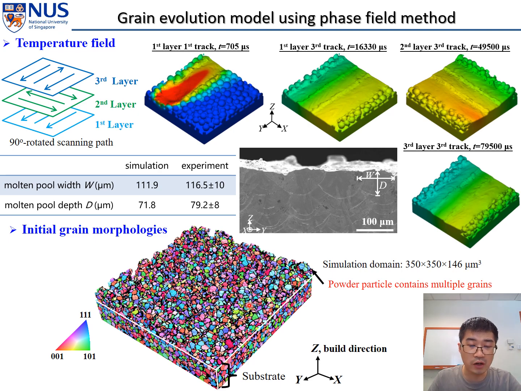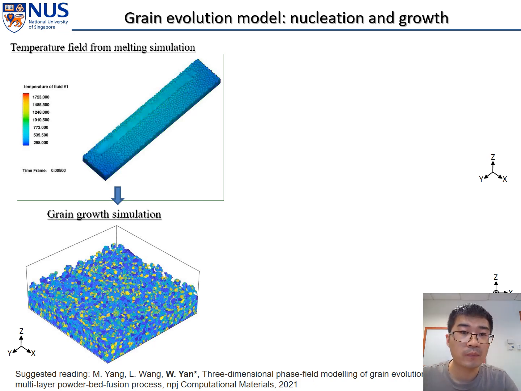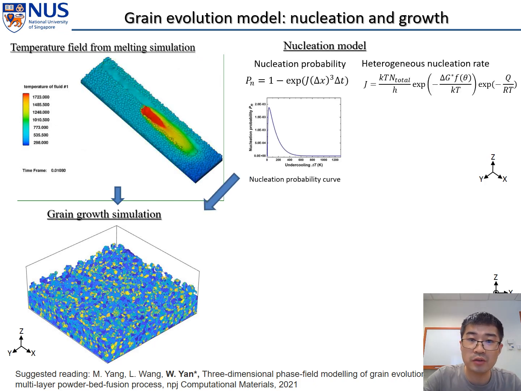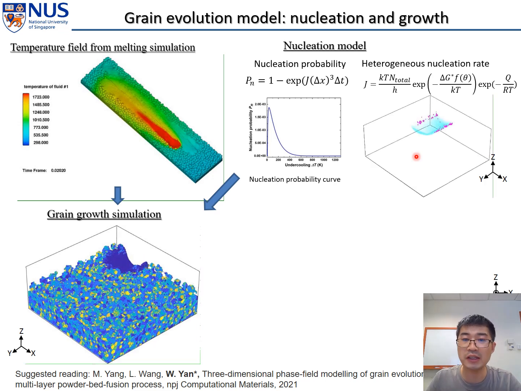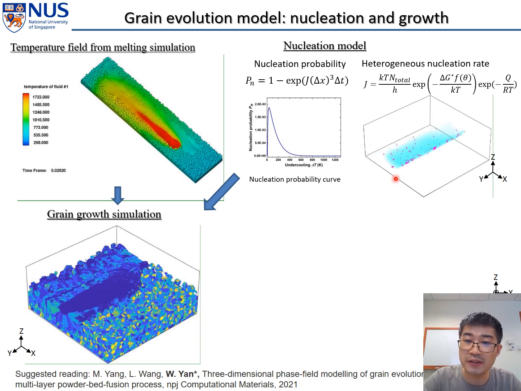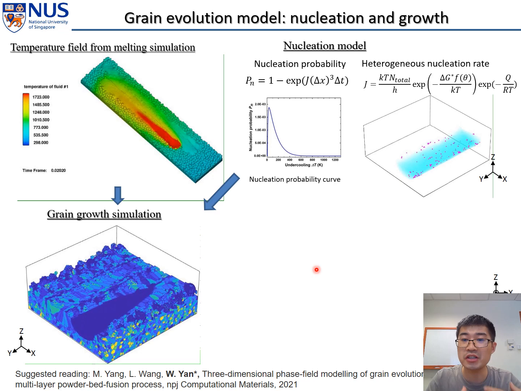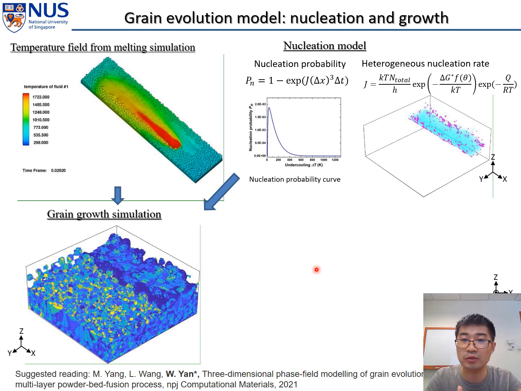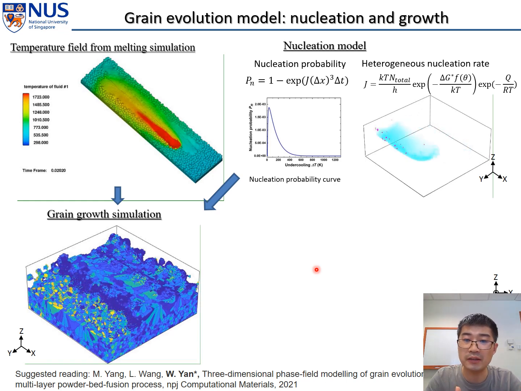And for the initial grain morphology, we consider both the substrate and the powder particles. And you can see in each powder particle there are multiple grains. And with the temperature profile from the melting temperature, we implement it into the grain growth model, where we incorporate the nucleation model. This nucleation model is also dependent on the temperature, so that we can incorporate the undercooling. And this model enables us to explicitly capture the nucleation sites, like the pink dots here. But each nucleation site does not necessarily lead to a grain because of the growth competition.